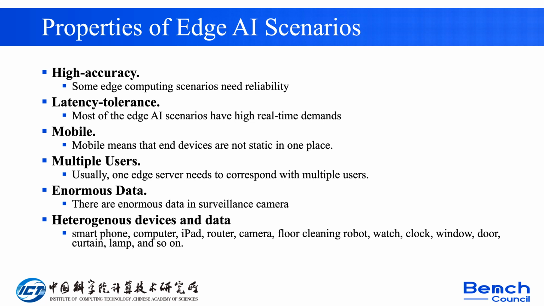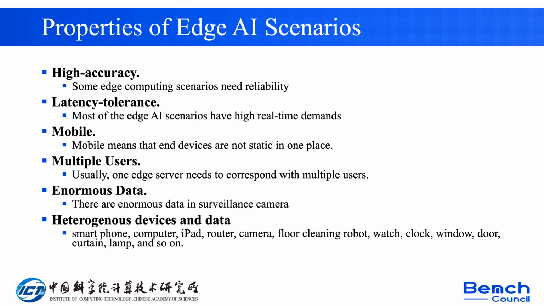Usually, one edge server needs to correspond with multiple users, such as in the ICU Patient Monitor scenario. One edge server corresponds to multiple patients. In the surveillance camera scenario, one edge server corresponds to multiple cameras. In the smart home scenario, one edge server corresponds to various devices. However, one AI chip can serve one smart car due to the particularity of the autonomous vehicle.